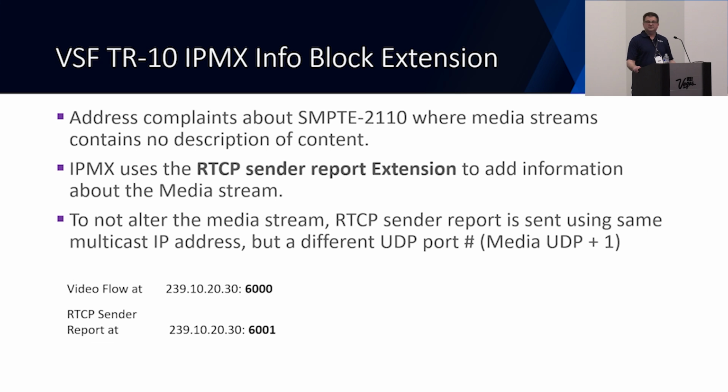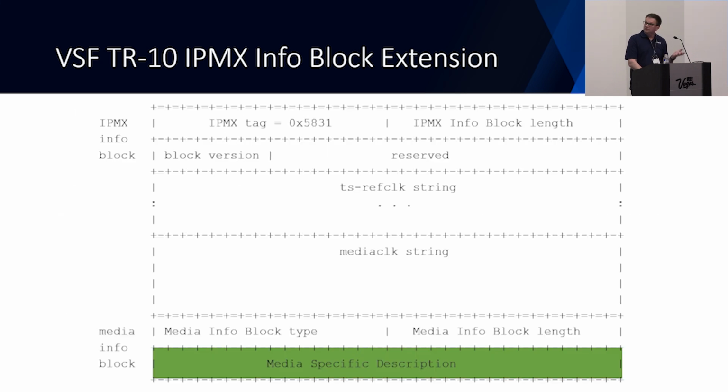And again, it's in the same RTCP sender report, so it is sent at the same IP address as the stream, but at UDP port +1, so it does not interfere with the native video stream. So if my video feed is 239.10.20.30 UDP 6000, then my RTCP sender report is at the same address, but using UDP port 6001. So the info block extension looks like this.